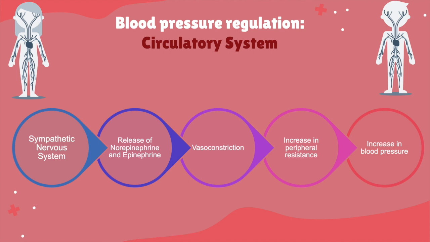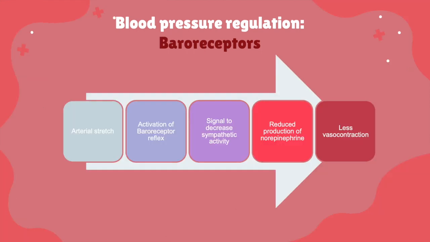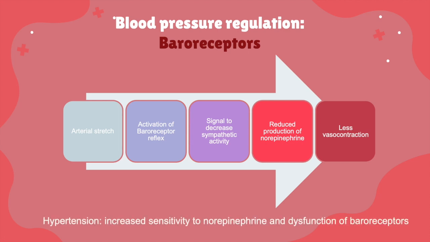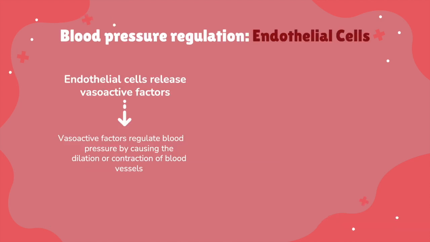In a normal functioning body, blood pressure is regulated in several ways. The circulatory system regulates blood pressure by employing the sympathetic nervous system. When blood pressure is low, this triggers the release of neurotransmitters norepinephrine and epinephrine. These cause vasoconstriction of both arteries and arterioles, which increases vascular resistance, thereby increasing blood pressure. When blood pressure is too high, the arterial stretch triggers baroreceptors that line the arteries to signal the decrease in sympathetic activity and reduce the production of norepinephrine to decrease blood pressure. Increased sensitivity to norepinephrine and dysfunction of baroreceptors has been linked with hypertension.